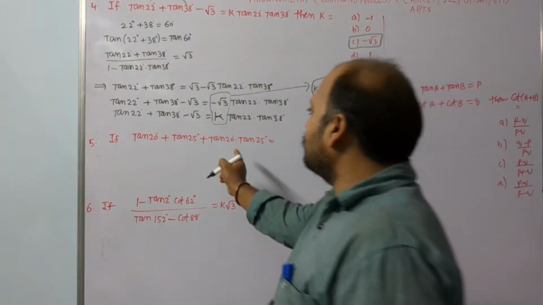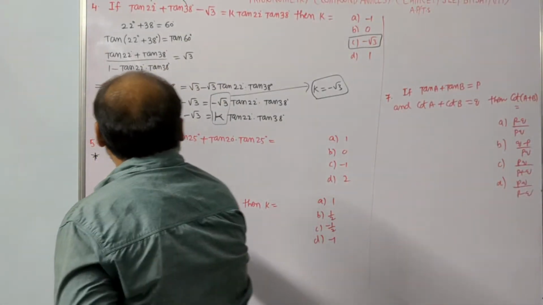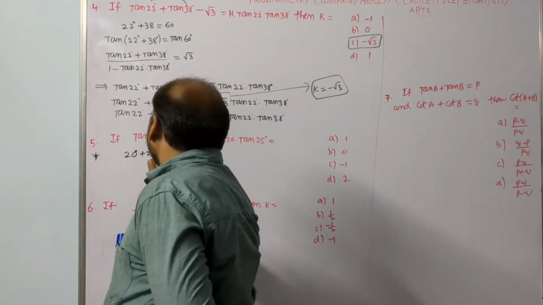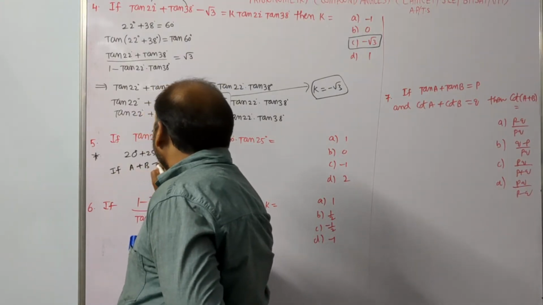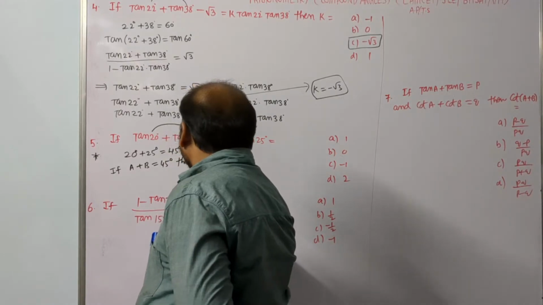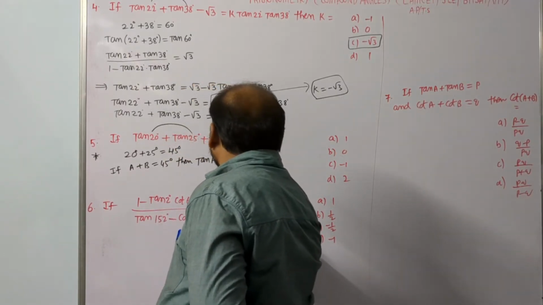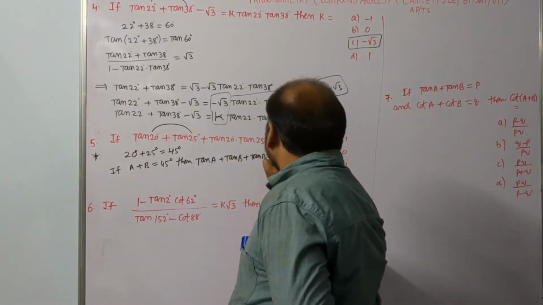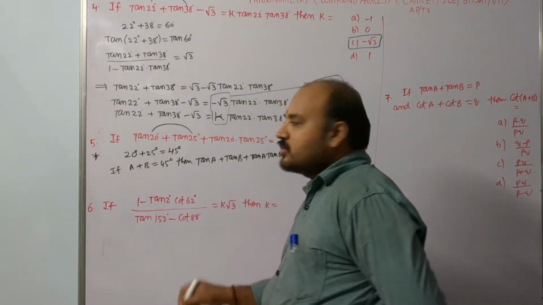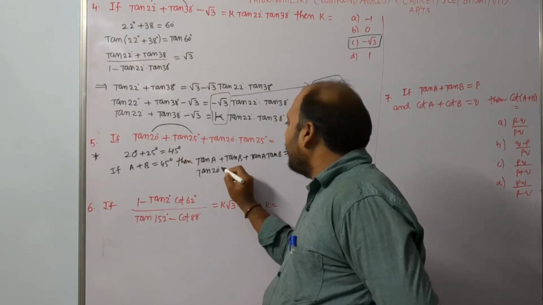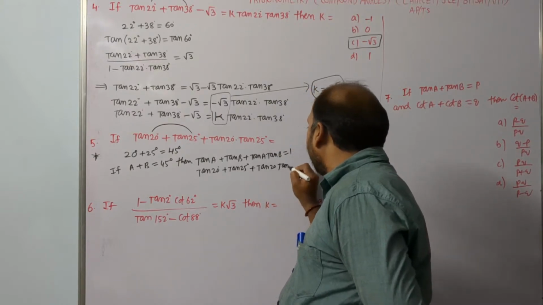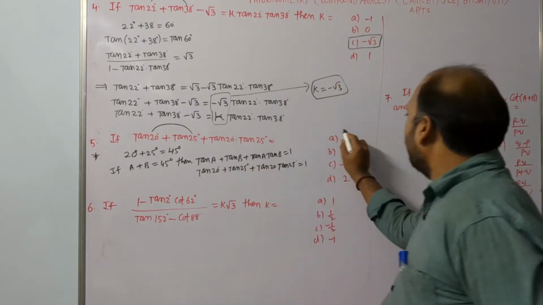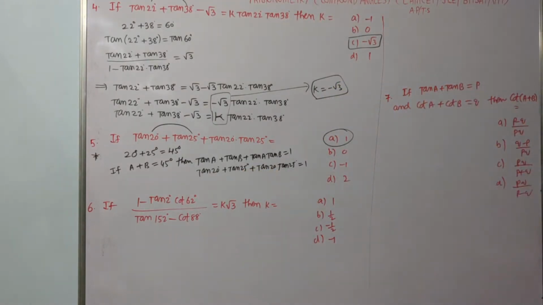After that we will come to a good question, a conceptually good question. 20 degrees plus 25 degrees is equal to 45. We know a very important point: if A plus B is equal to 45 degrees, then tan A plus tan B plus tan A tan B is equal to 1. So here also the same thing happens. Tan 20 plus tan 25 plus tan 20 into tan 25 is equal to 1 only. So our answer is 1. Okay, dear students?